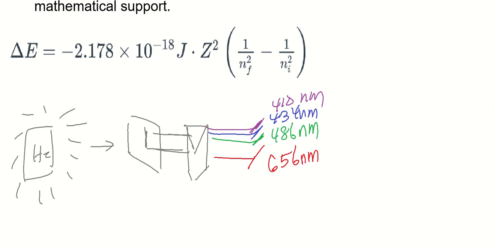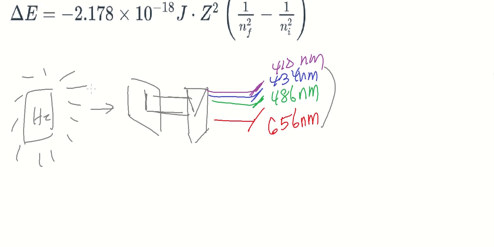This question is asking us to show mathematically how you get these numbers. So you're just going to use that equation. Let's show mathematically how we get 656. I'll do this in red. The change in energy, and this is going to be your bonus question on your test, is to use this equation to solve energy in one of the transitions.